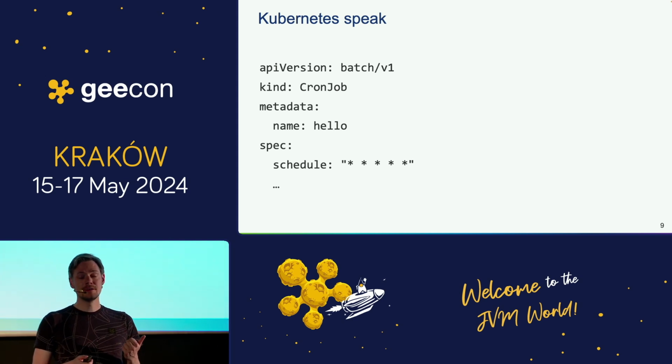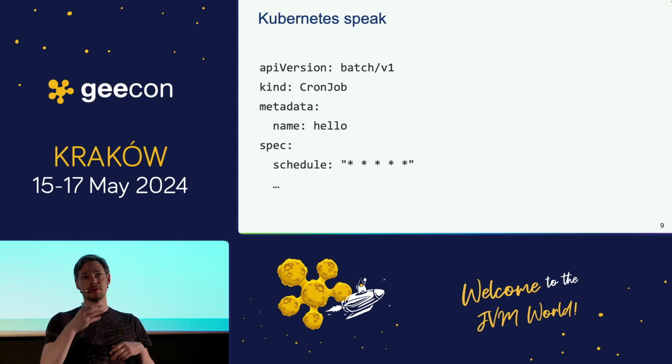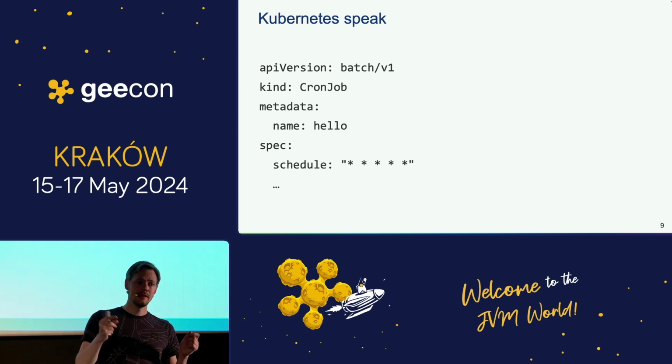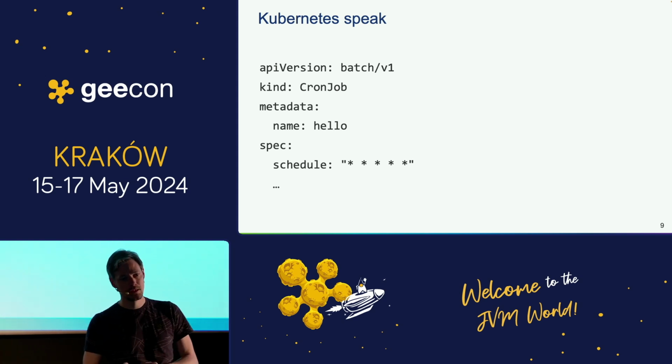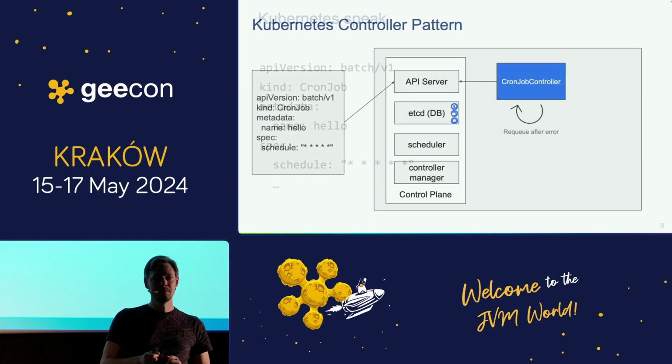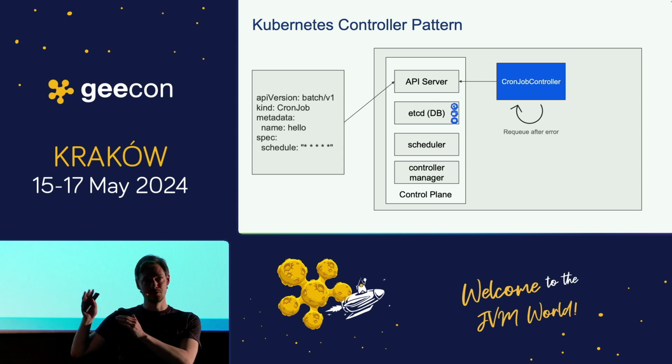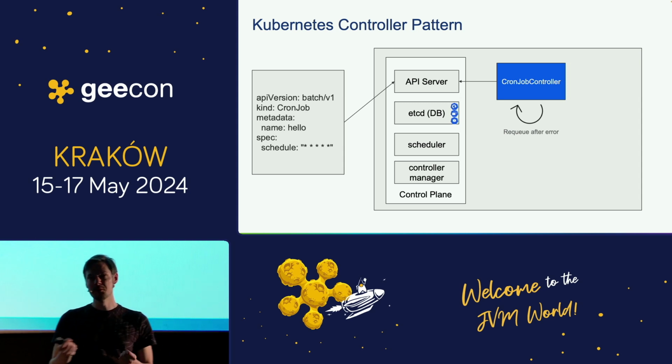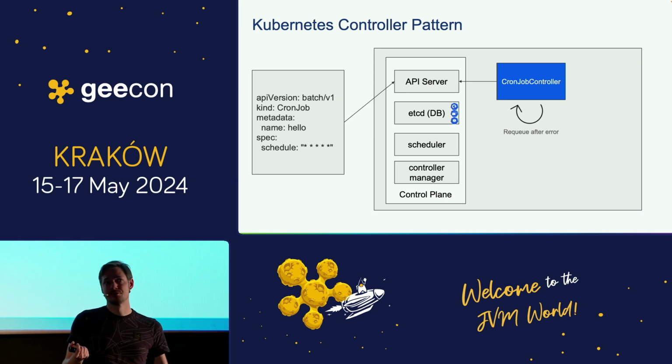Then we have some metadata. The metadata is there to store things in etcd, the database of Kubernetes. And then we have the spec, which contains a specific configuration for our controller, in our case, the CronJob. So what happens when we send the YAML to the Kubernetes API? The Kubernetes API, you can basically see it as a CRUD service. It just takes some YAML and stores it in etcd, the database.